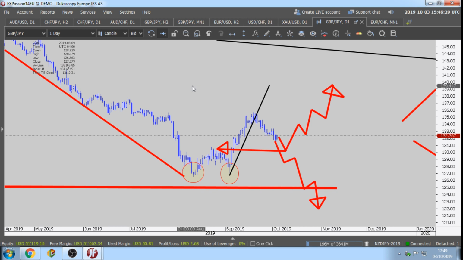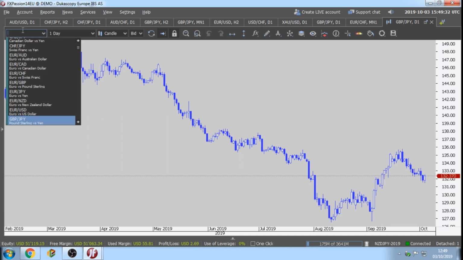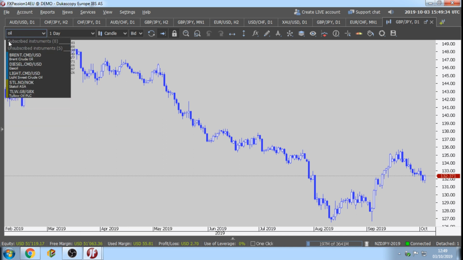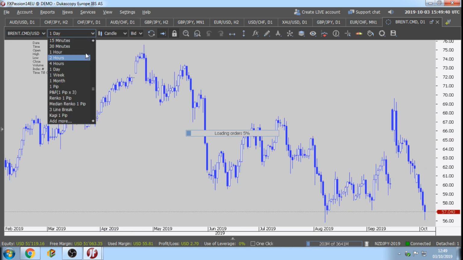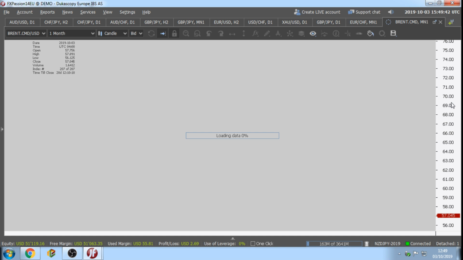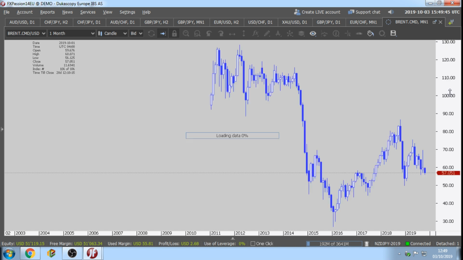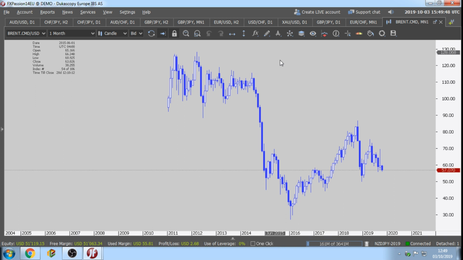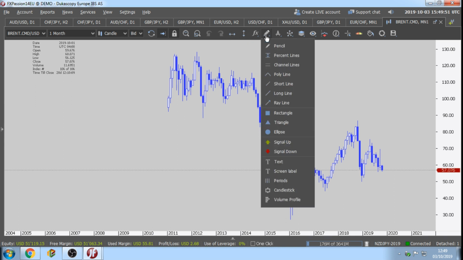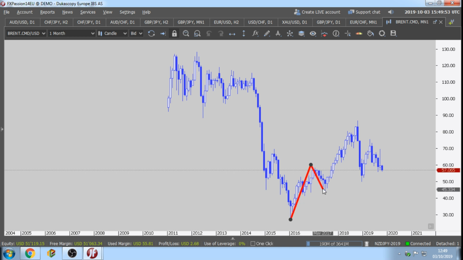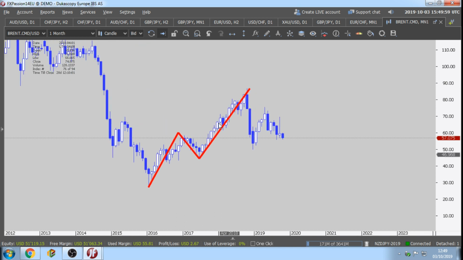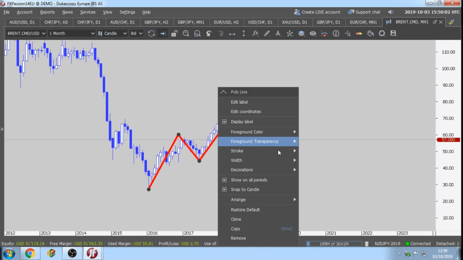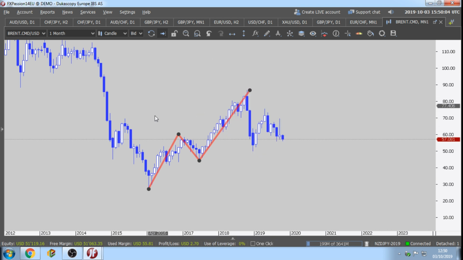Now, oil. Let's go to oil. Brent crude oil. Let's go first on the monthly chart. Okay, so we have what? Extension, retracement, extension. This is all we have so far. Let's try to draw some trend lines. So what do we have?